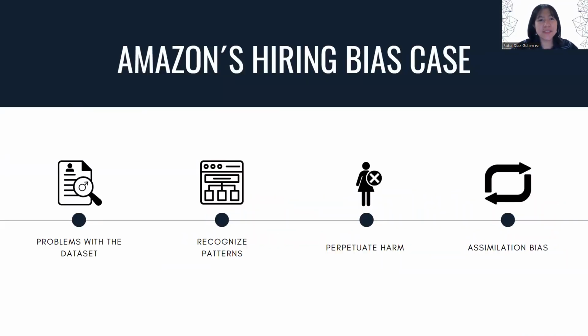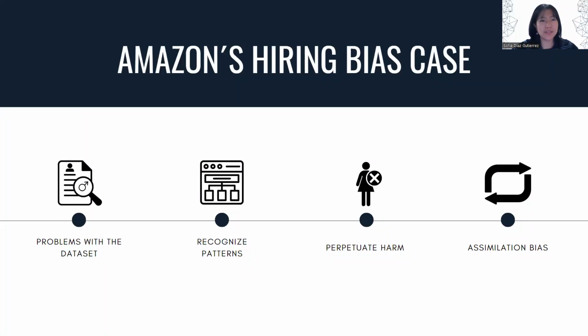Now, to understand this, let's look at Amazon's hiring bias case. First, they created a system to help them hire people. They trained it with mostly male resumes, which was a problem in the dataset, because then the system recognized these patterns and decided to not hire women, perpetuating harm and then creating a simulation bias. So this is an example of how these systems are being used in our daily lives and can affect our lives if they are not used and built properly.